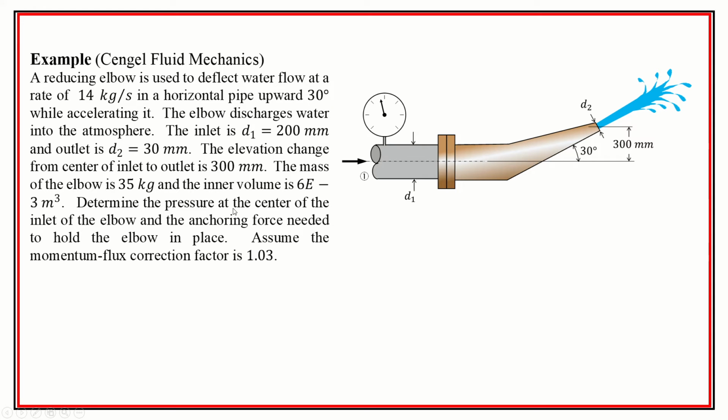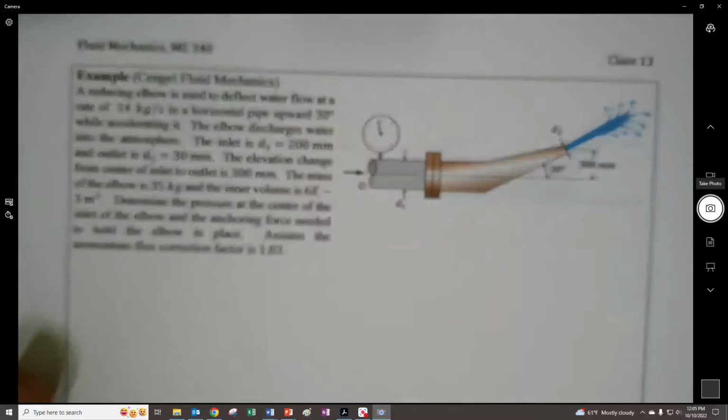We want to determine the pressure in this pipe, and we want to find the anchoring force that holds the elbow in place. So we're also going to assume this momentum flux correction factor is 1.03. Quite often we'll just ignore it, but that's okay.